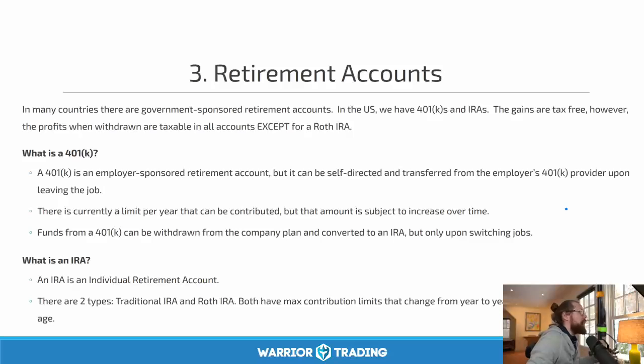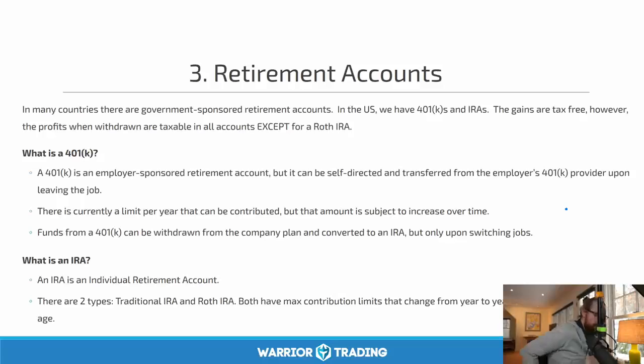Both have maximum contribution limits that change from year to year. They increase each year, every couple of years, a little bit to just keep up with inflation. They don't go down; they go up. But a traditional IRA is the same as a 401k. It's deposits that are before tax. The account can grow as much as you're able to grow it, but when you withdraw, you do pay an income tax on the withdrawal.